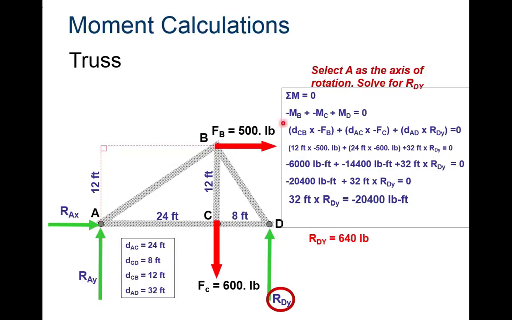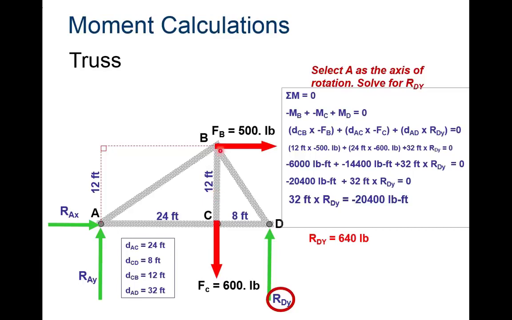Okay, here we go. Point B, negative moment. Point C, also negative moment. And D, counterclockwise or positive moment. Sum of the moments must equal 0. And force times distance, force times distance, force times distance. That's all we're doing. So let's do B first.